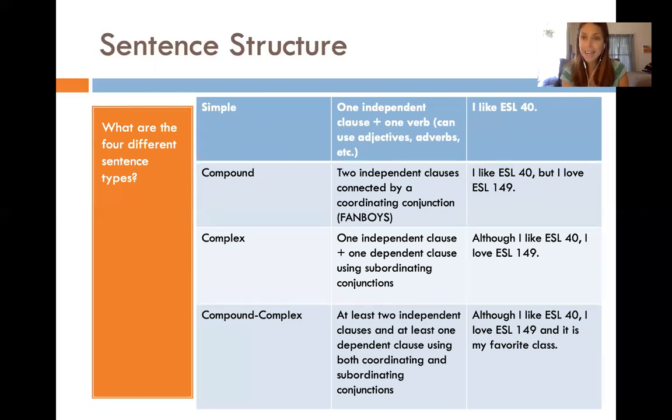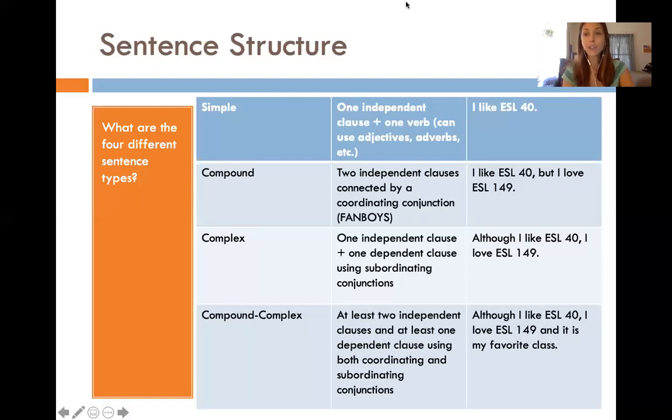For a complex sentence, it's one independent clause and one dependent clause. Remember, an independent clause can exist by itself. A dependent clause can also be known as a fragment sentence. A dependent clause cannot exist by itself, okay? It needs an independent clause. And these are connected using something called subordinating conjunctions. Subordinating conjunctions are not fanboys, okay?